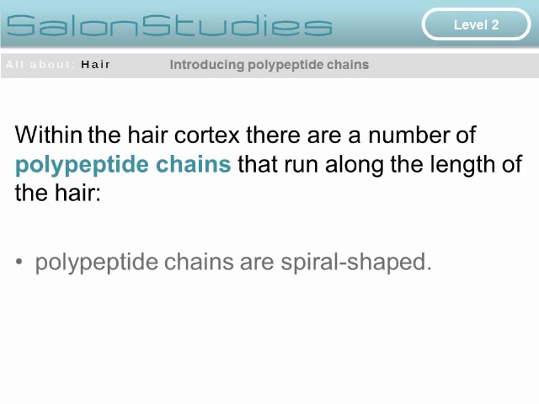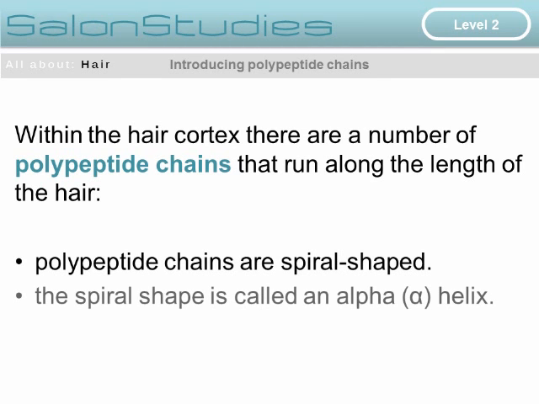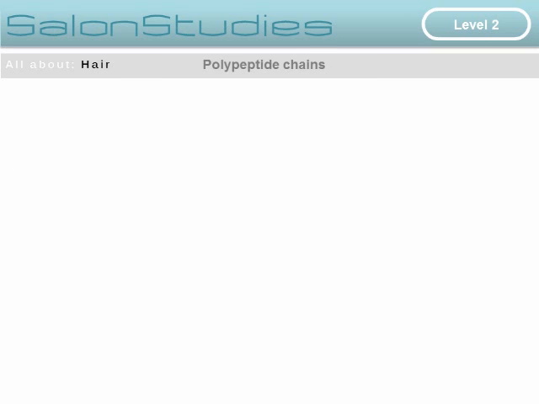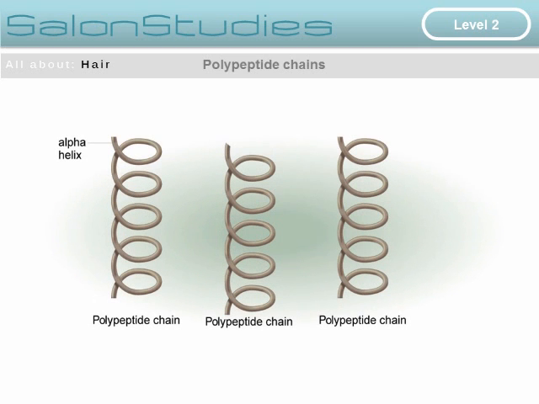Introducing the polypeptide chains. Within the hair cortex there are a number of polypeptide chains that run along the length of the hair. Polypeptide chains are spiral shaped. The spiral shape is called an alpha helix. In this diagram we see three polypeptide chains. Each one is an alpha helix.